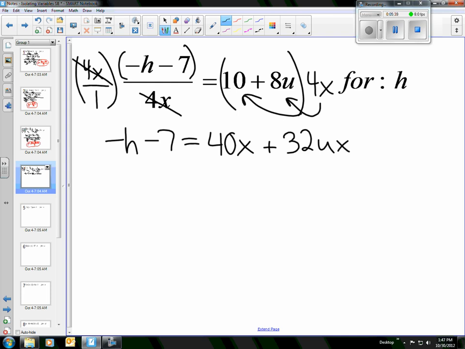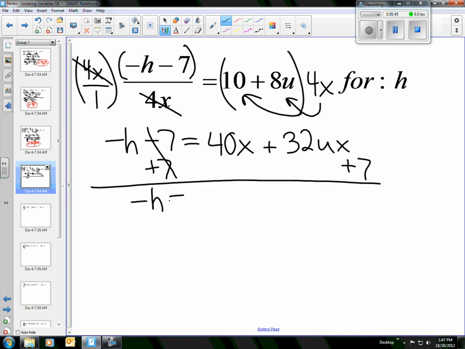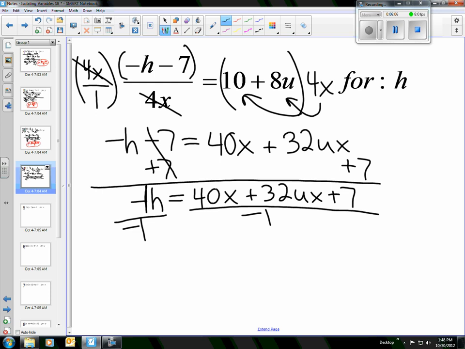Okay. Then we're going to add 7 to both sides. So I'll be left with negative h equals 40x plus 32ux plus 7. And then on the left side, I want to divide by an understood negative 1 here. So we can assume that there's a negative 1 here. And to undo that multiplication by negative 1, we would divide by negative 1. And then divide all this by negative 1.